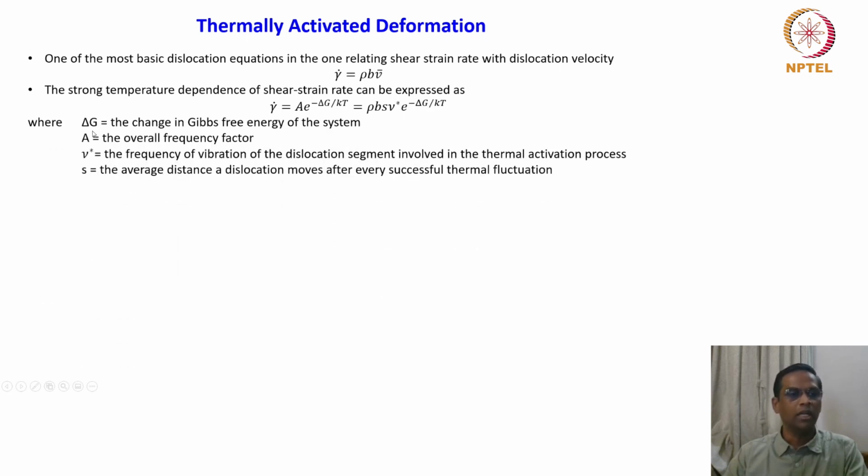What are these terms? Delta G is the change in Gibbs free energy of the system, A is the overall frequency factor, and v star is the frequency of vibration of the dislocation segment involved in the thermal activation process. It's almost like we are saying that it's an activation volume. S is equal to the average distance a dislocation moves after every successful thermal fluctuation.